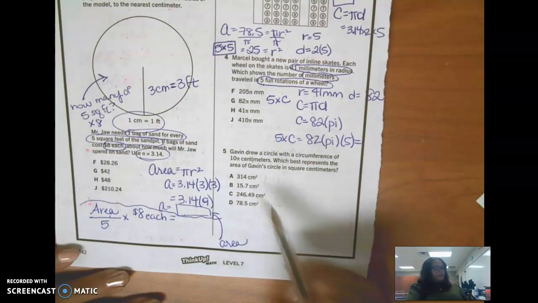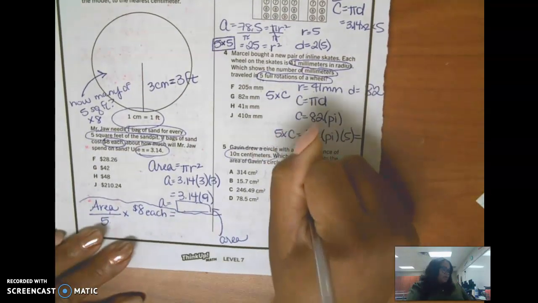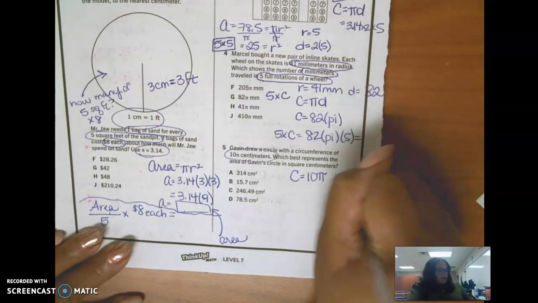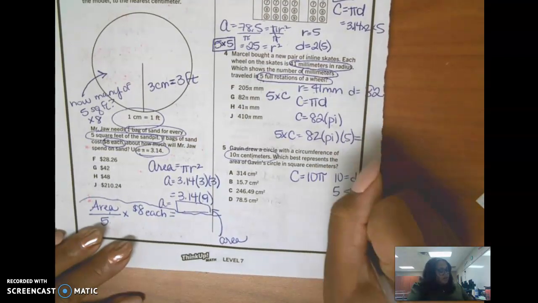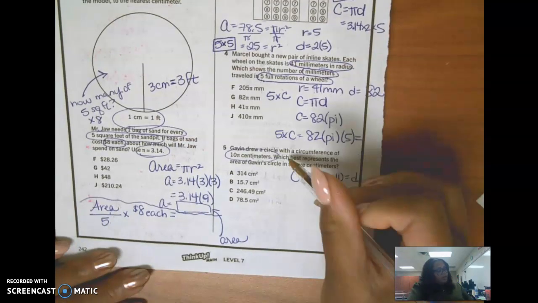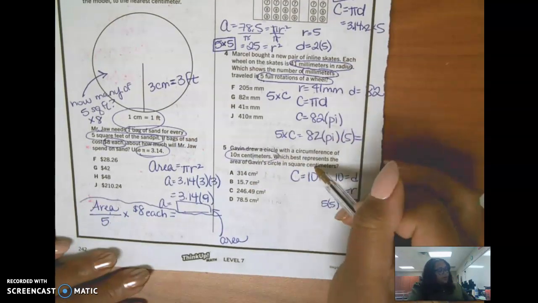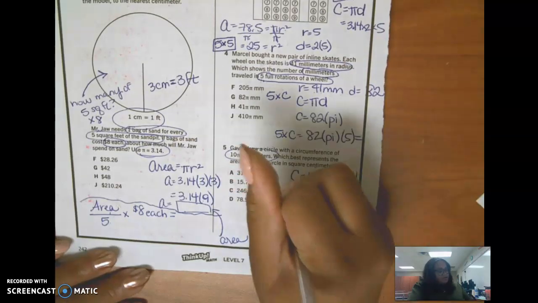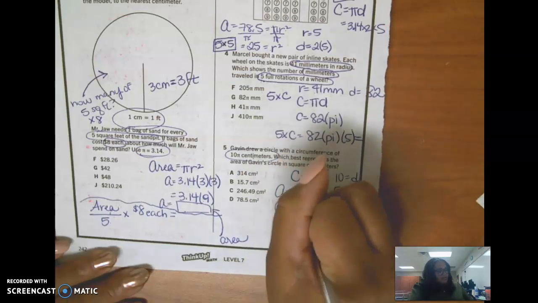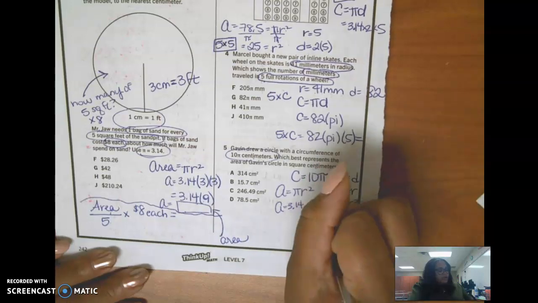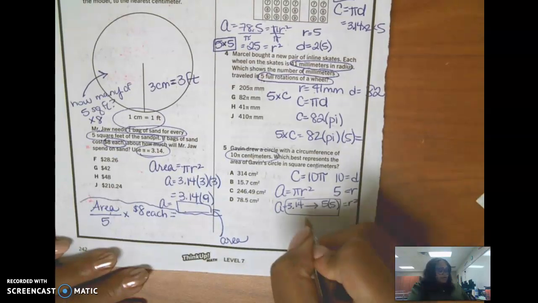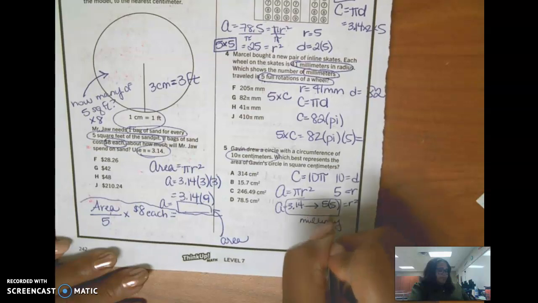Gavin drew a circle with a circumference of 10 pi centimeters. Remember from the beginning, c equals 10 pi. So 10 must be my diameter, and my radius is half of that, which is 5. And my radius squared is 5 times 5. Which best represents the area of Gavin's circle in square centimeters? So now I want area equals pi times radius squared. Area equals 3.14 times this guy. This will give me my answer. Multiply.